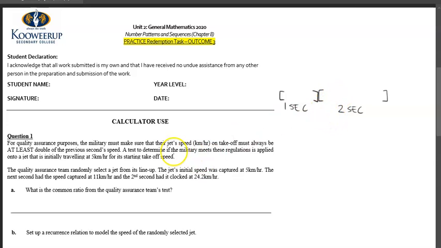A test to determine if the military meets these regulations is applied to a jet that is initially traveling at 5 kilometers per hour for its starting takeoff speed. The quality assurance team randomly selected the jet from its lineup. The jet's initial speed was captured at 5 kilometers per hour. The next second had the speed captured at 11 kilometers per hour, and the second second had a clock at 24.2 kilometers per hour. From this, we're going to find what the common ratio from the quality assurance team's test was.